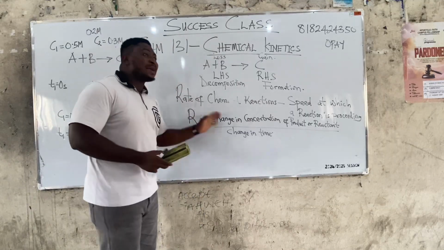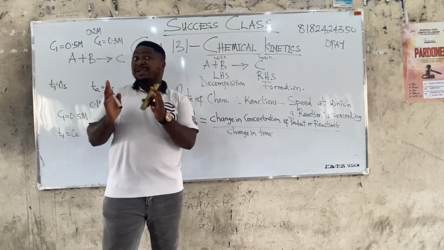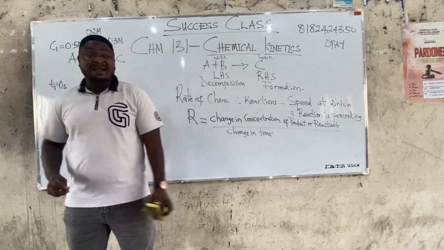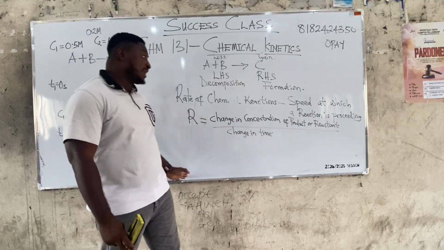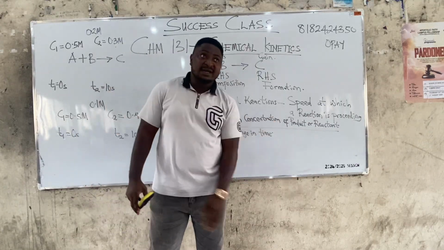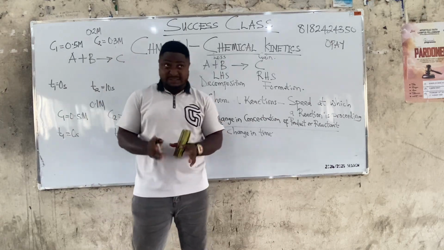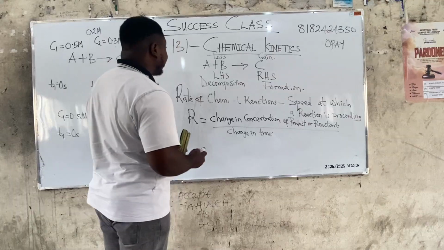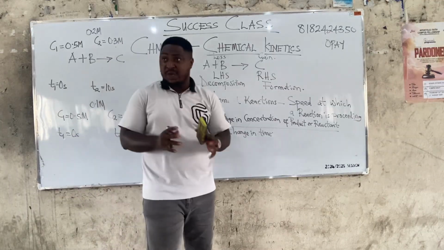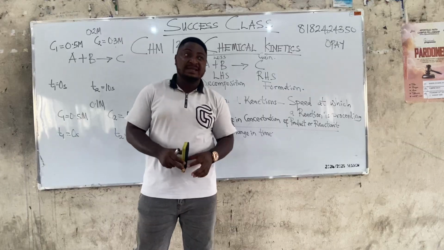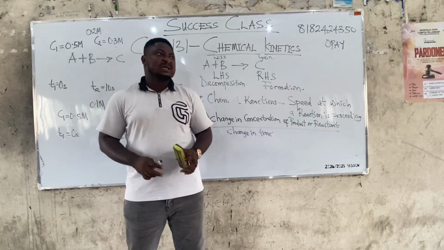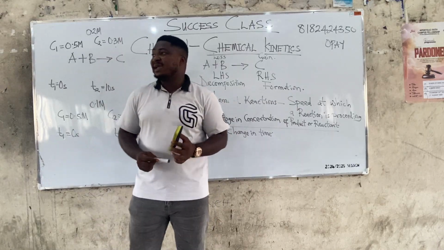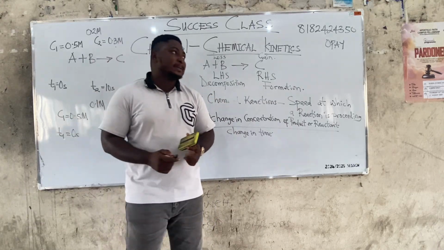So if you want to define rate of chemical reaction, please write that the rate of chemical reaction can be defined in two ways. One from the reactant side and two from the product side.